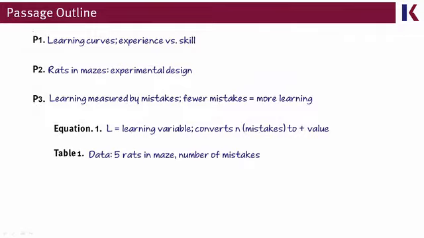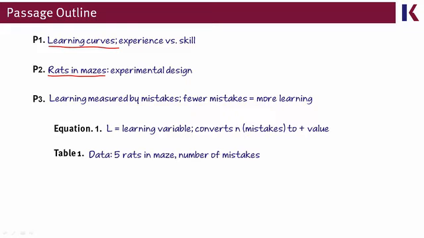So in review, this is the full passage outline. And as with other passage outlines, it's not like you're going to get all the questions wrong if yours is a little bit different than this. What's important is that you take away the fact that we first get introduced to this concept of learning curves, then the specific experiment that's looked at in this passage, which is rats and mazes.